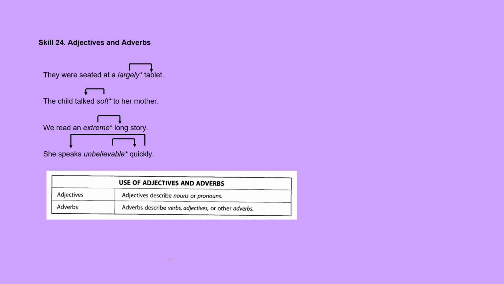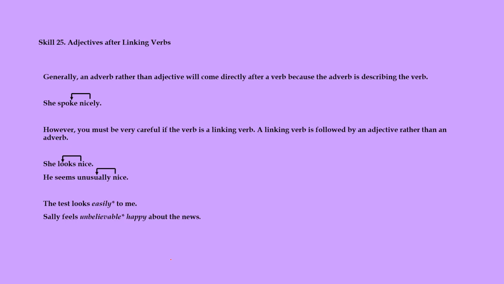Adjectives describe nouns or pronouns. Only one function of adjectives, that is describing nouns or pronouns. For adverbs, there are three functions. The first one is describing verbs. The second one, describing adjectives. And the third one, describing other adverbs. Remember that. Now we come to the last skill, adjectives after linking verbs.